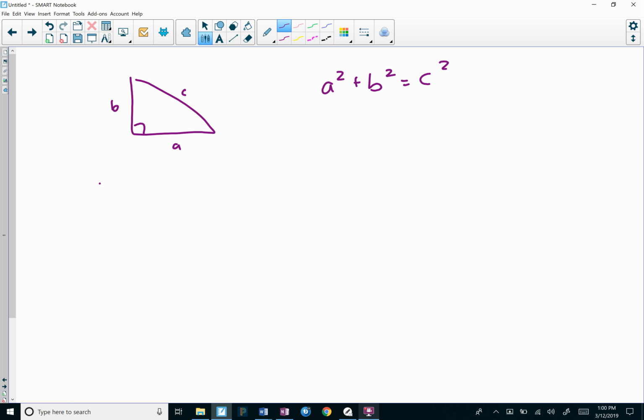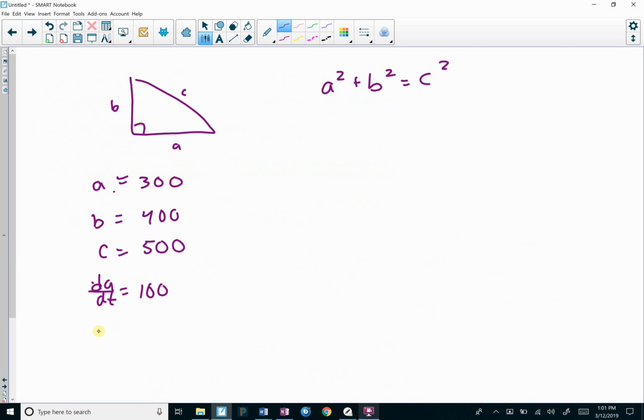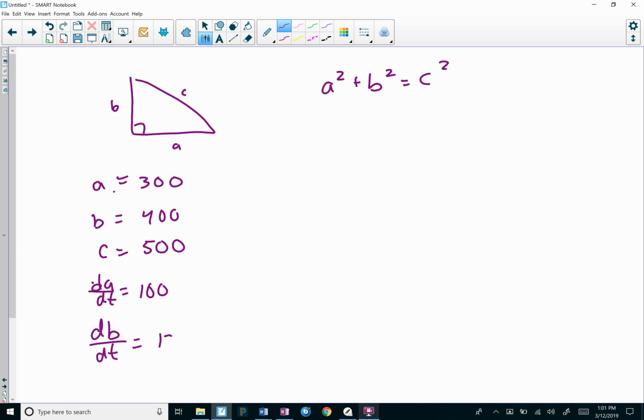Couple of things we know. We know from part C that A starts at 300. And this part, so A is 300. And this part they tell me B starts at 400. Using the Pythagorean theorem, that means at that same moment C is 500. Okay. We know the velocity at A, which I'm going to use dA dt for my notation. Using my chart, well, the velocity at time t equals 2 is 100. Then my velocity of B at time t equals 2, well, they give me the equation of the velocity, so I just have to plug in 2. I end up getting 125.